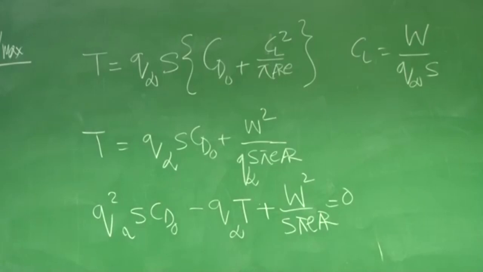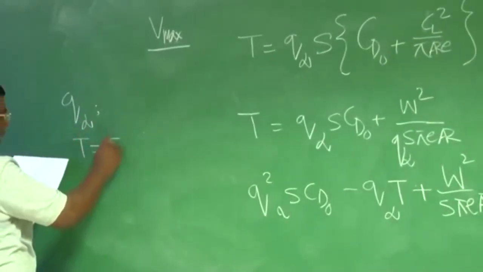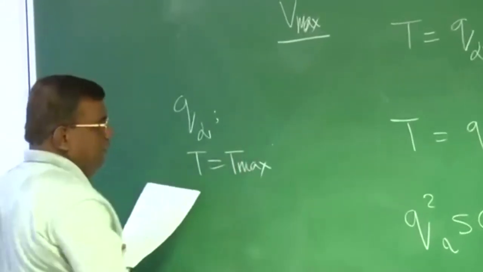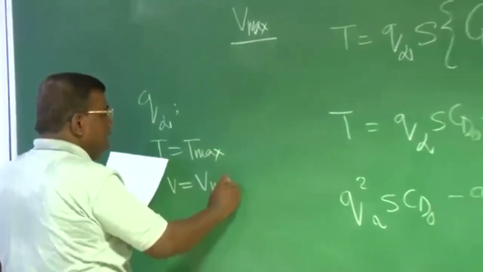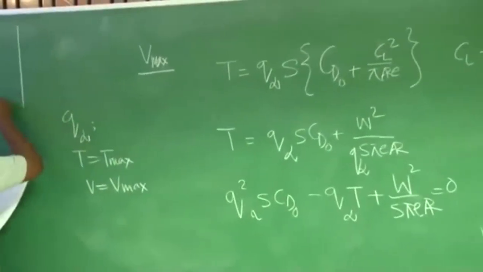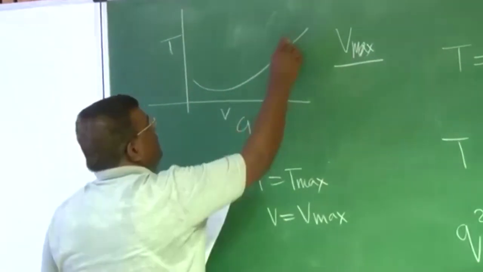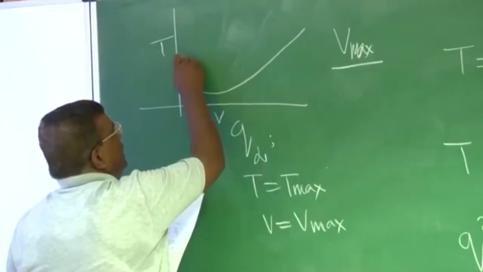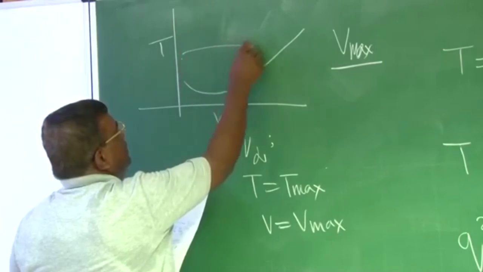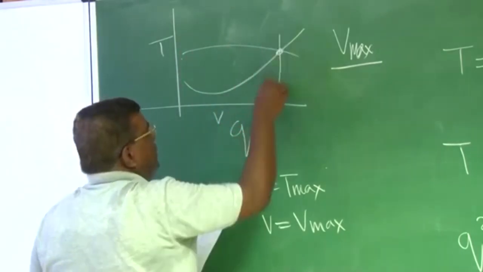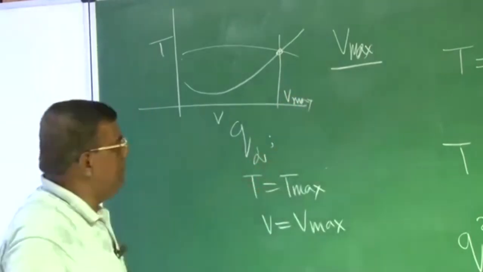And if I solve this for a given Q infinity, T equal to T max, thrust available is maximum, corresponds to V equal to V max. That you know very well in performance course, if I plot thrust versus V, this is thrust required, which is equal to drag for a cruise, and thrust available with V almost remains constant. So this is the point which is V max I'm talking about. That is how it has been developed.